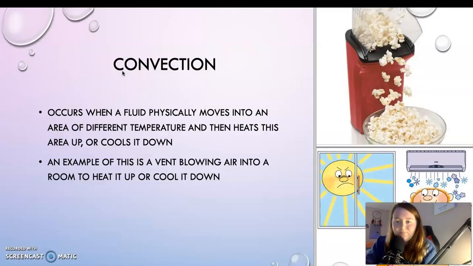Alright, convection. This occurs when a fluid physically moves into an area of different temperature and then heats this area up or cools it down. So an example is a vent blowing air into a room to heat it up or cool it down. So you can see the picture right here. The vent is blowing that cool air, and it's a really hot day outside.